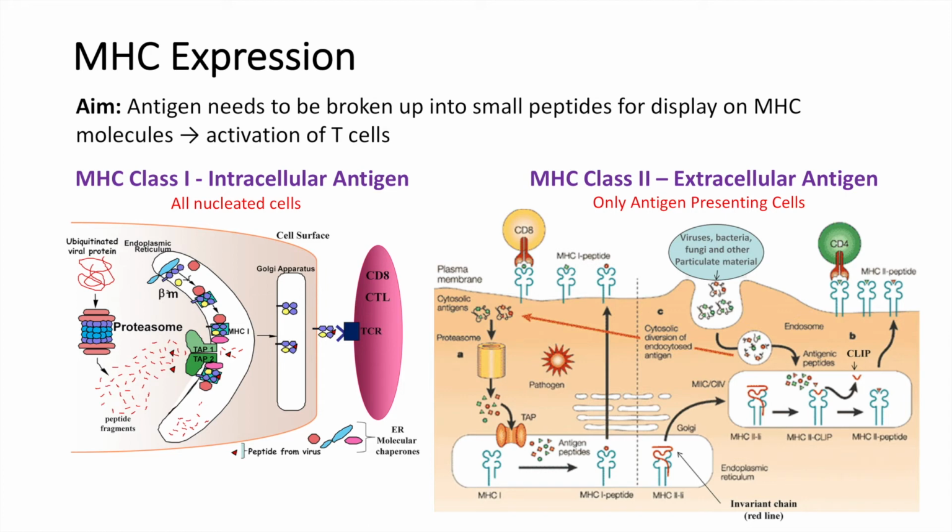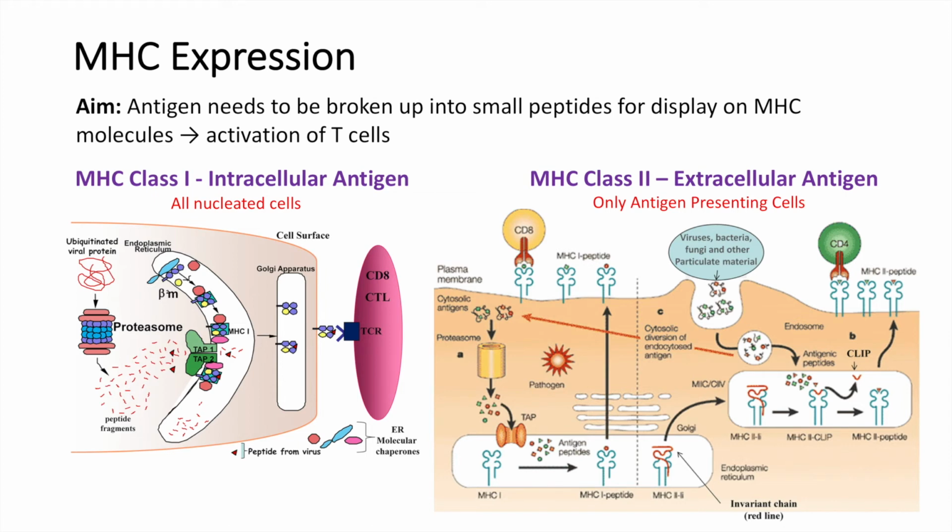Okay, so the process for antigen presentation using MHC class 1 is, for example, let's say we have a virus which infects a cell. And then inside the cell, you have viral proteins that are being produced because the viral genetic material is inside the cell and it's producing proteins.